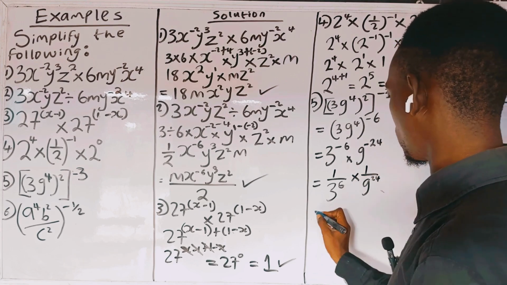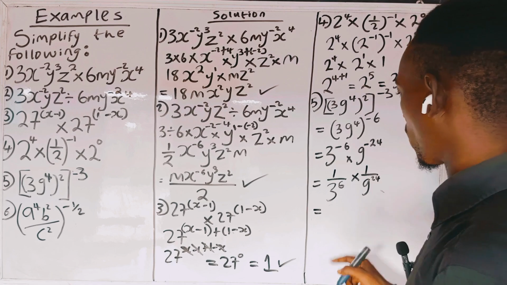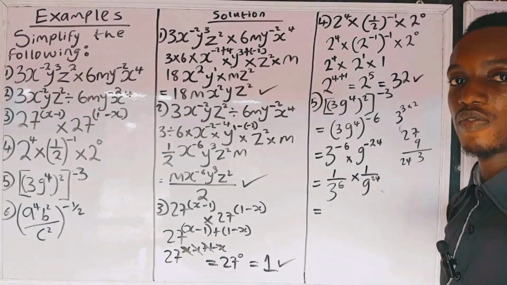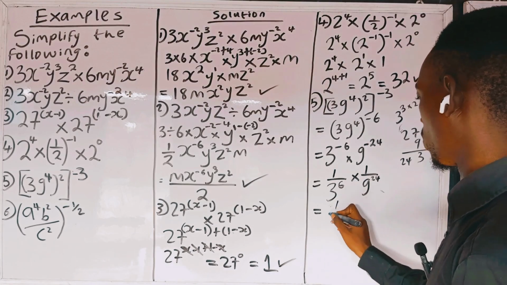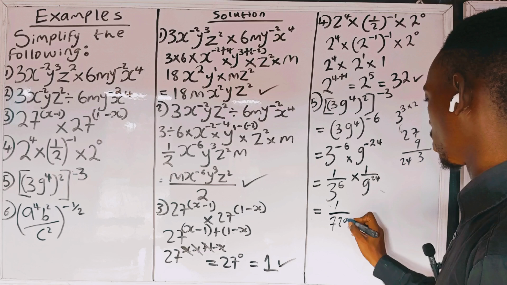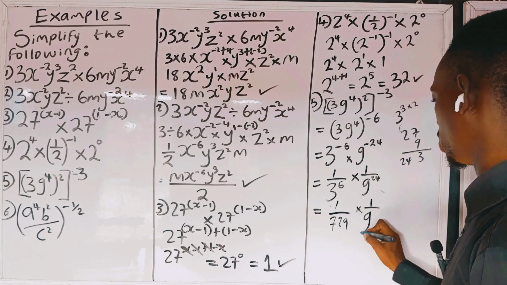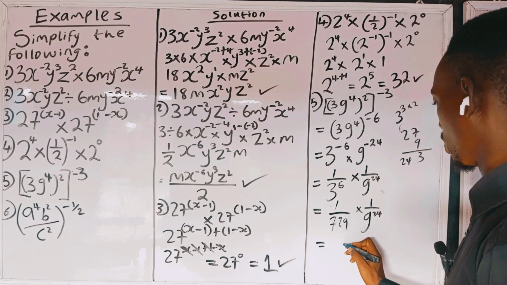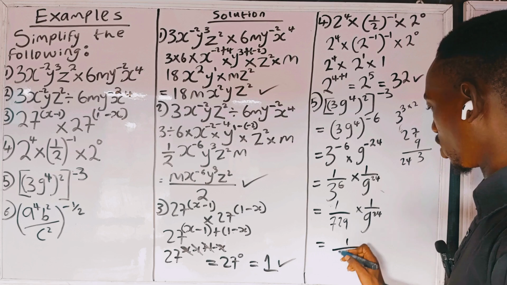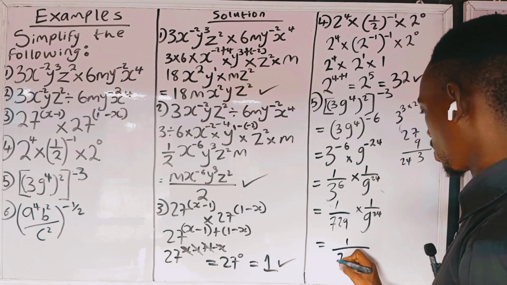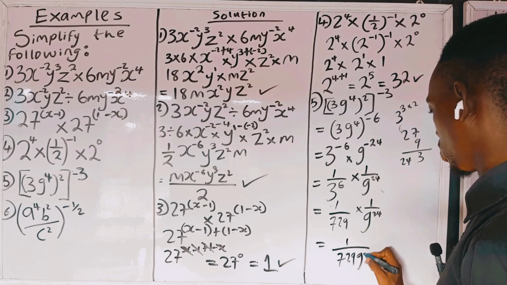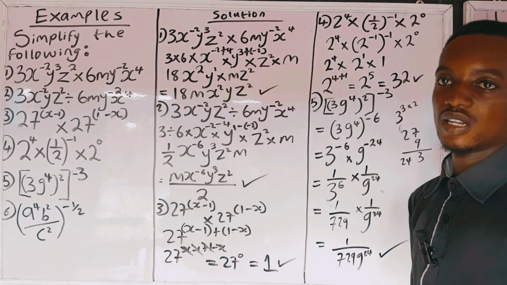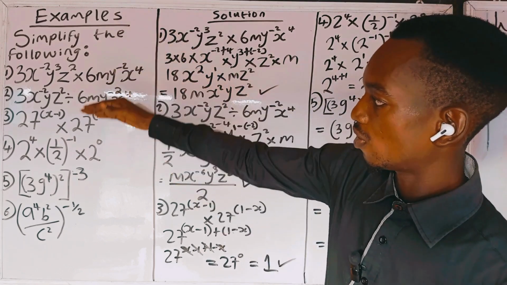Okay, so now 3 to the power of 6 is going to give us 729. So we have 1 over 729 times 1 over g to the power of 24. So final answer will now give us 1 all over, 1 times 1 is 1. 729 times this will give us 729 g to the power of 24. As simple as that. So the last question, because of space, we're going to solve it here.